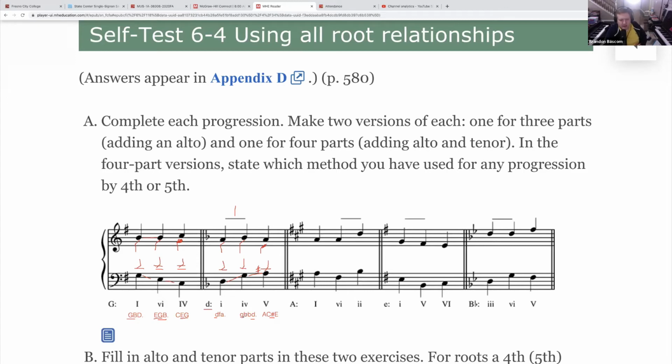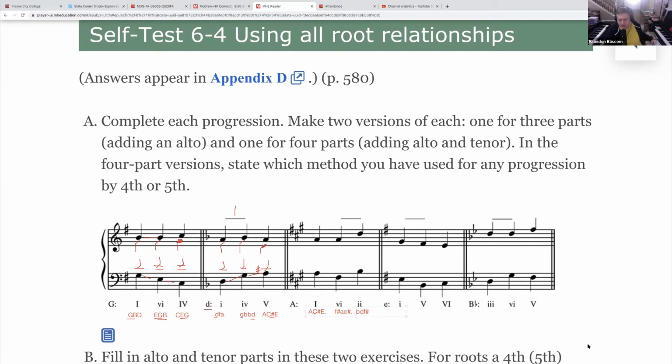Okay, next example. We are in A major. So we're going to have A, C sharp, E. We're going to F sharp, A, C sharp. Going to B, D, F sharp. Are we all right with that? Is that good? Did we do it right?